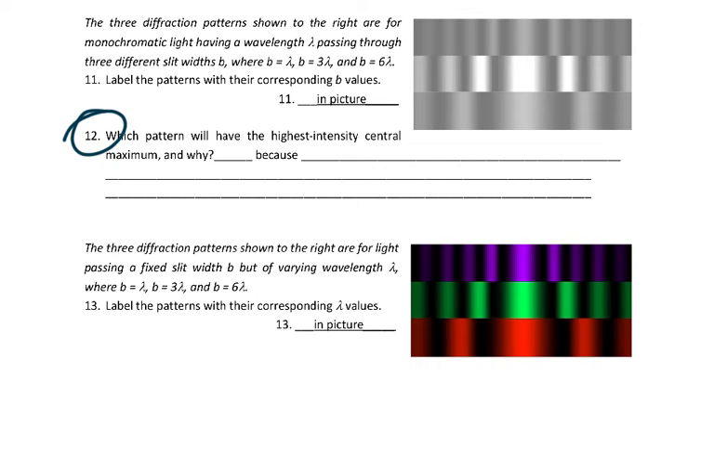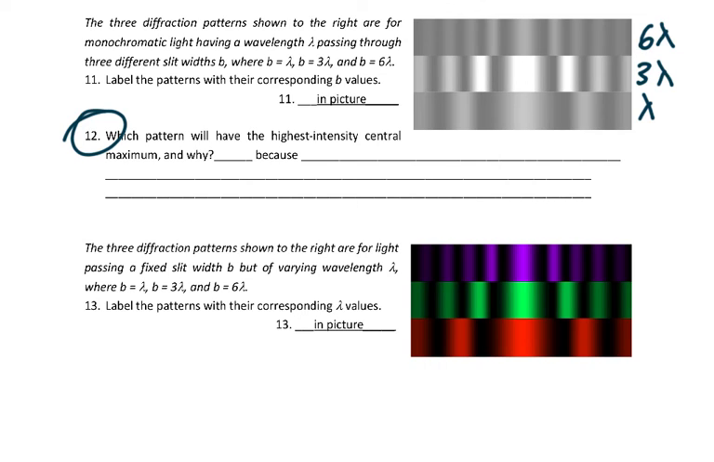Just making sure I'm reading this properly. Label the patterns with their corresponding b values. So the largest b would be the tightest angle. So that's 6 lambda is the top one, 3 lambda is the middle one, and just straight up lambda is the bottom one. But we also said that as b increases, the intensity increases with the square of b.